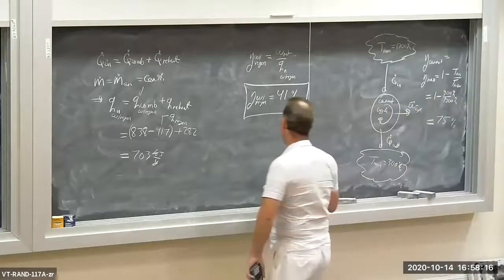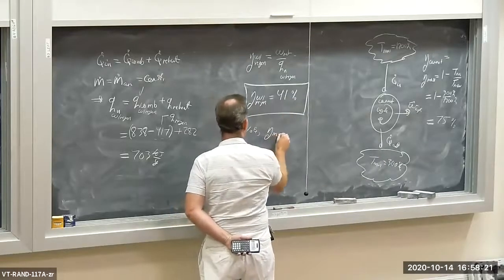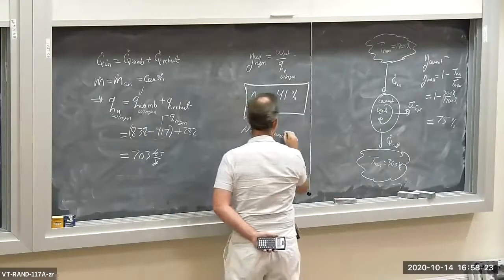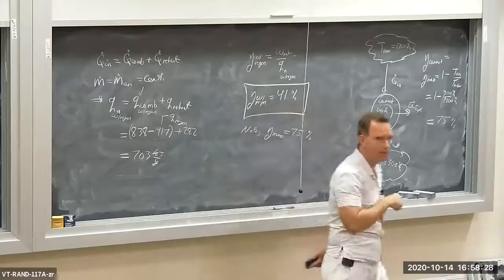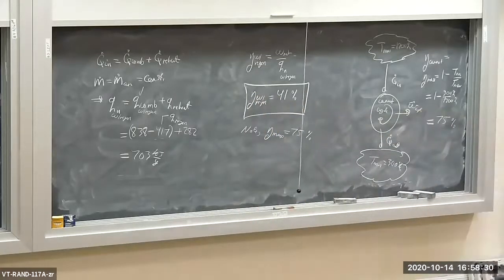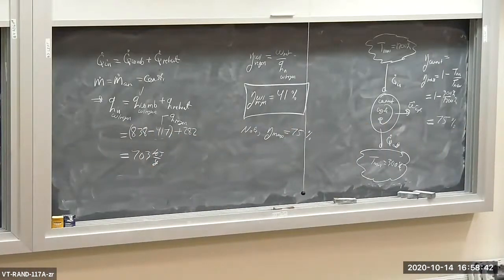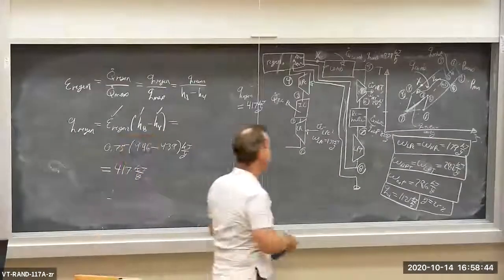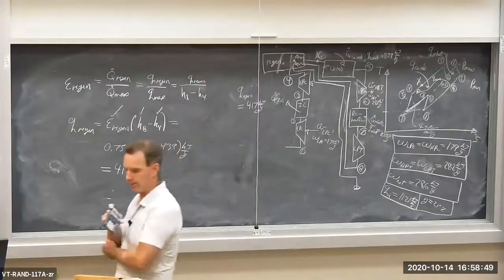So the Carnot cycle, eta max, or eta Carnot, is 75%, operating between the same two temperature limits. Well, we get closer with regeneration, 41% versus 75. Without regeneration, recycling some of the waste heat, 25%. That's pretty lousy, okay?